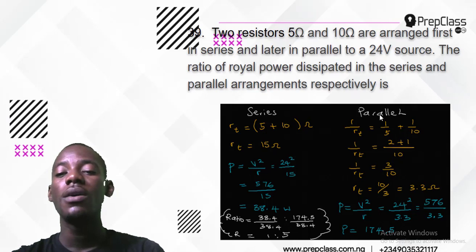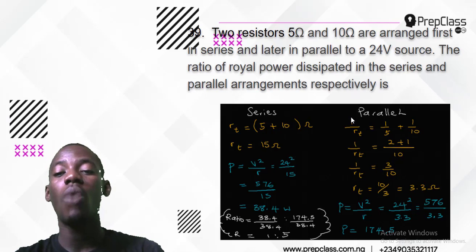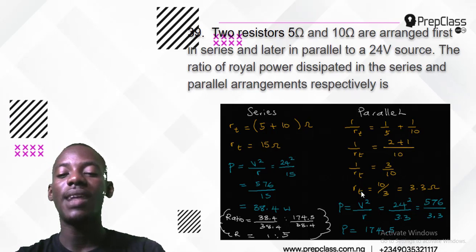Now, for parallel connection, if you are mixing resistances in parallel, you can't just add. You have to do 1 over R total equals 1 over 5 plus 1 over 10, and that will give me 1 over R total. The LCM of 10 and 5 is 10. 5 in 10 is 2 times 1 is 2. 10 in 10 is 1, 1 times 1 is 1. 2 plus 1 is 3 over 10. And my total resistance is 10 over 3, which is 3.3 ohms.